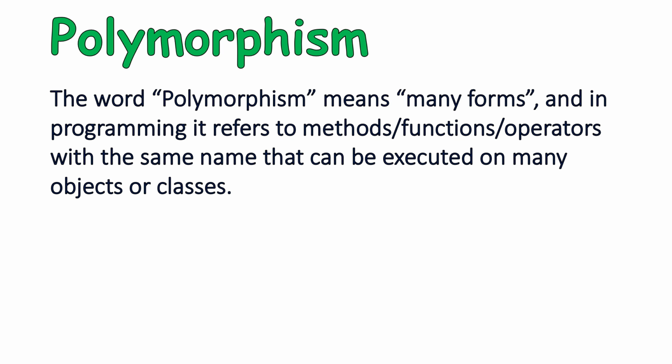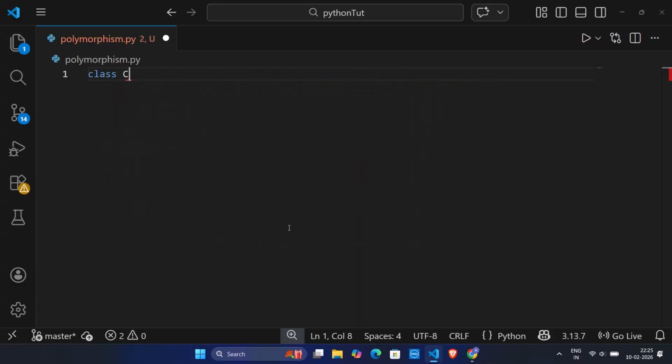The word polymorphism means many forms, and in programming it refers to methods, functions, and operators with the same name that can be executed on many objects or classes. There are two types of polymorphism: compile-time polymorphism and runtime polymorphism. Let's discuss them one by one through a coding demonstration.